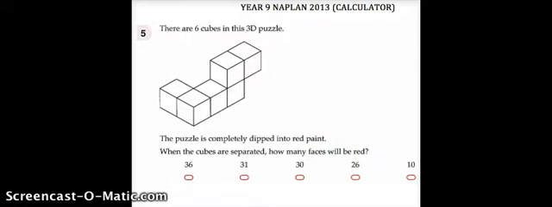Now there are 2 different methods that you could use to do this question. The first thing, you could just look at each of the 6 cubes and pretend that each of those 6 cubes aren't joined.